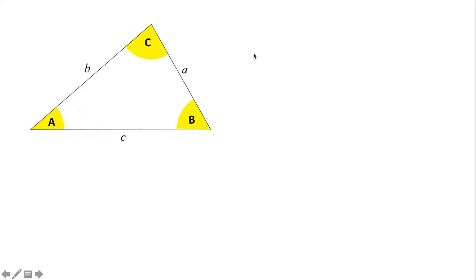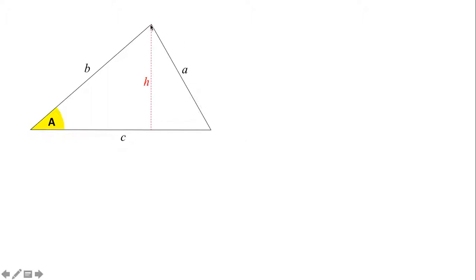It's not necessarily a right-angled triangle. It could be a right-angled triangle, but it doesn't have to be. So I'm just going to worry about angle A in this proof, and then the three sides: side a, opposite angle A, and then the other two, b and c.